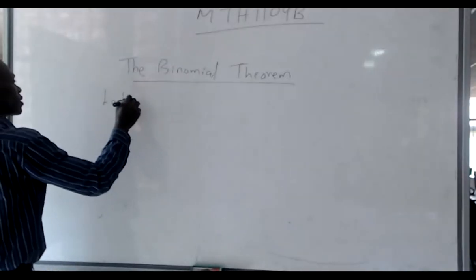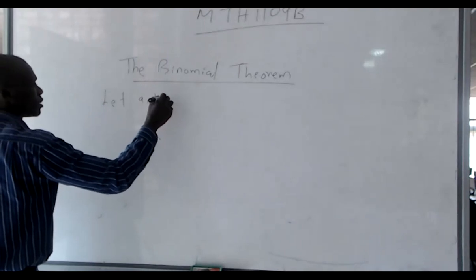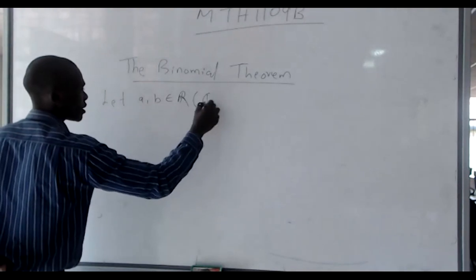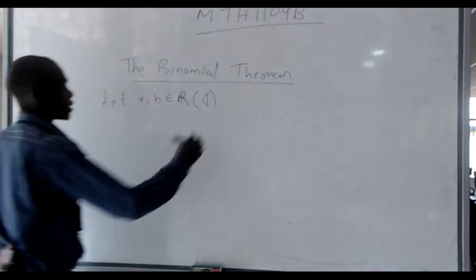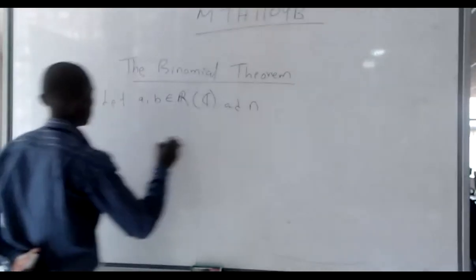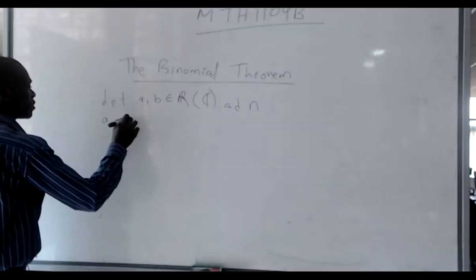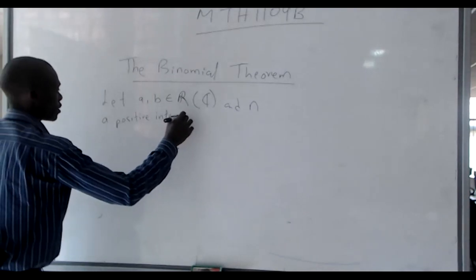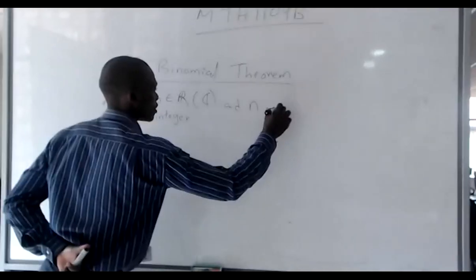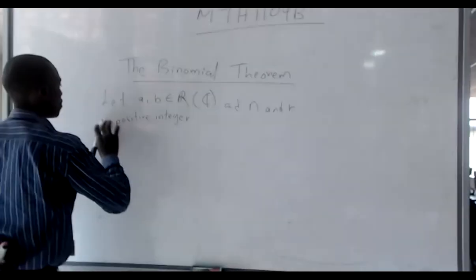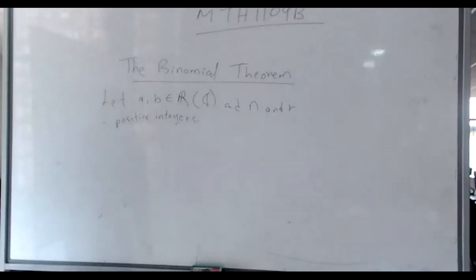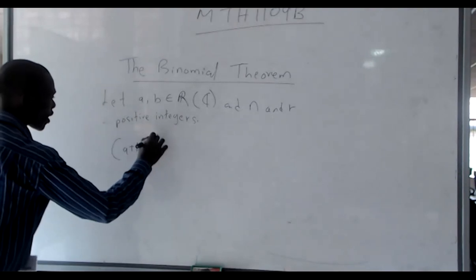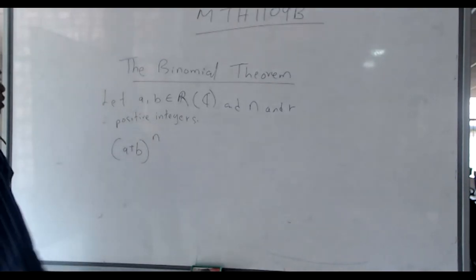Let A and B be real numbers. Well, they could also be complex numbers. The theorem will still work. And N a positive integer. Actually, N and R positive integers. Then A plus B raised to the power n.